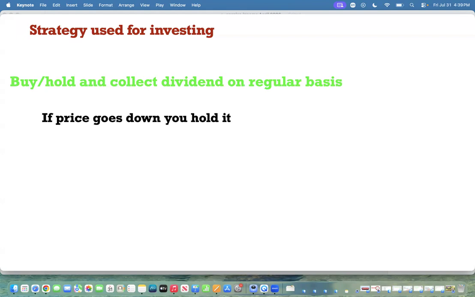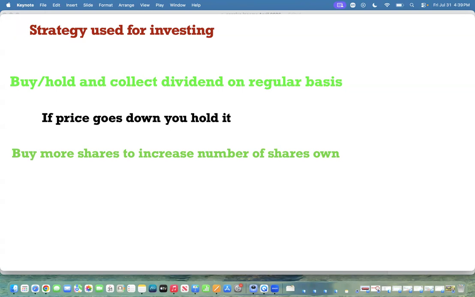So what if the price goes down? I hold it. Maybe for you, you might try to sell it because you fear that the company might go bankrupt and you don't want to lose your money. So it depends on individual strategies, why they are investing, and what their risk tolerance is, right?